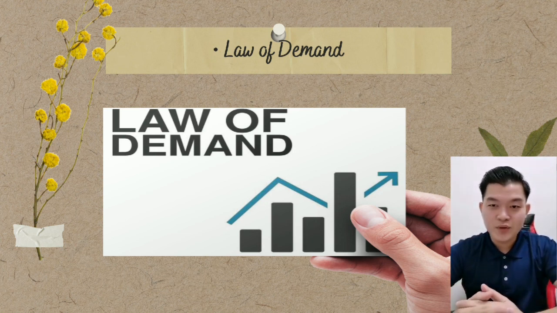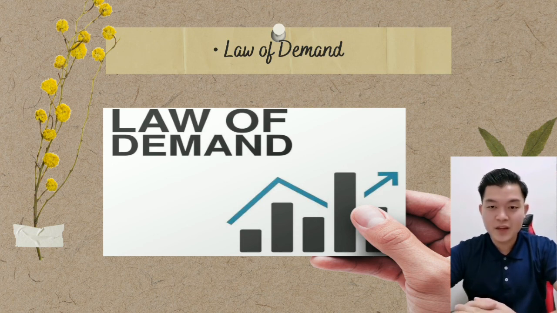Here is another example to describe the law of demand. When the price of McDonald's Big Mac burger increases, the quantity demanded for the burger will decrease. On the other hand, when the price of McDonald's Big Mac burger decreases, the quantity demanded for the burger will increase. This is because resources such as money are limited.